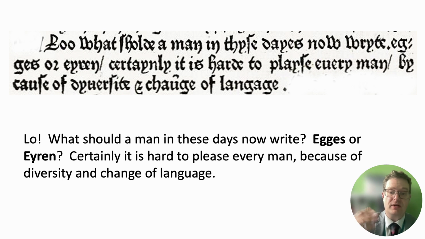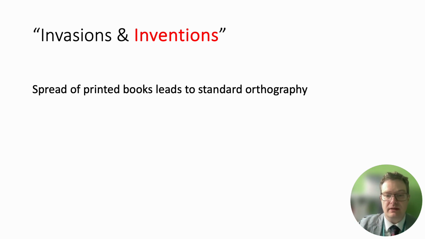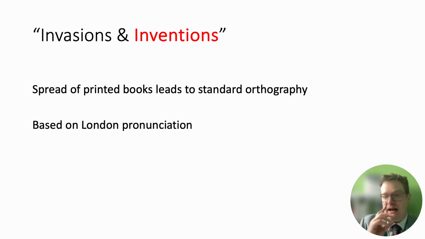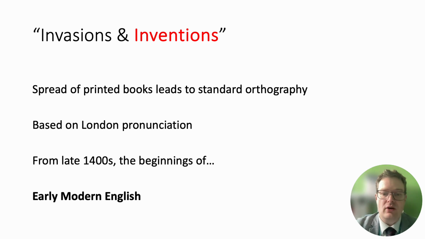And because he's printing all these books, a standard arose. He needed to be able to write things in a common version of English that everyone would be able to read. And so printing all these books led to a standard English orthography arising sort of organically. It was based on London pronunciation, because that's where he was working, and that's where most of the royals were living, and a lot of the influence was from London. So that southern dialect of English became the standard. And from this whole process at that time, we get early modern English.